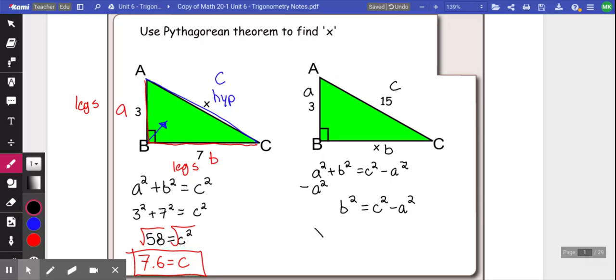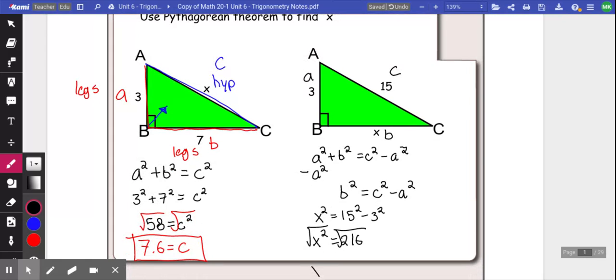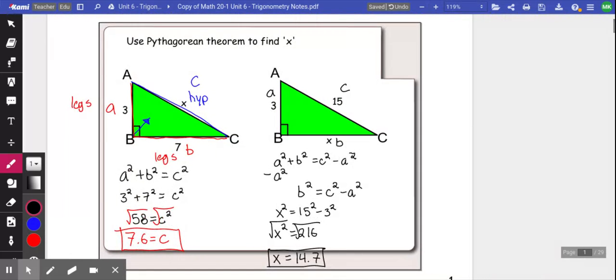To do this, that would be X squared equals 15 squared minus 3 squared. If you put that in your calculator, 15 squared should give you 225, minus 3 squared, which is minus 9. You get x squared equals 216. Your last step in Pythagorean theorem is always to square root. So if you square root 216, you get x equals 14.7. Cool.